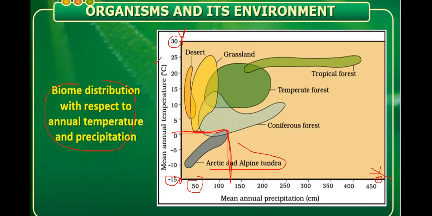In the same way, there are coniferous forests, temperate forests, tropical forests, grasslands, and deserts. So these are various biomes on Earth.